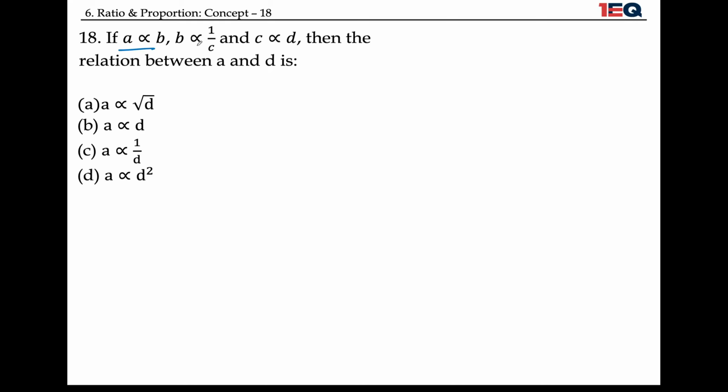A is proportional to B, B is inversely proportional to C, and C is proportional to D. Then what is the relation between A and D? Just kind of see what's going on here. A is proportional to B, B is proportional to 1 by C, and C is proportional to D. Now see how we are taking things forward.